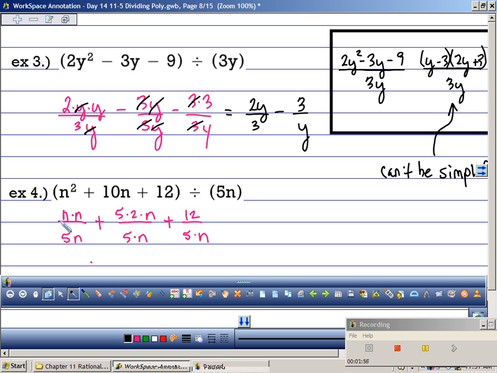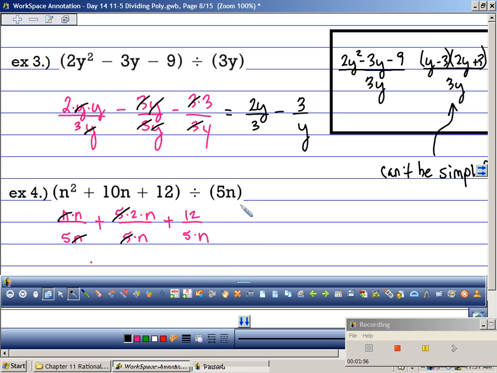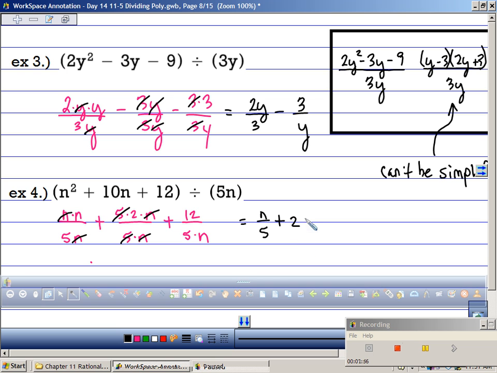All right, so let's cancel. Cancel. 5 cancel. And that's it, right? Yeah. The n, thank you. So this equals n divided by 5 plus 2 plus 12 over 5n. And we don't have the same denominators with any of them, so we can't do anything else.